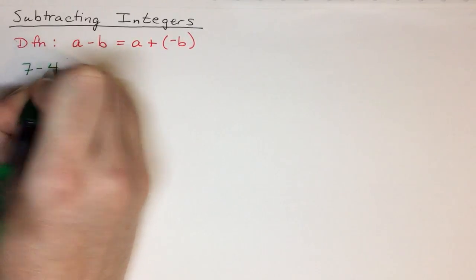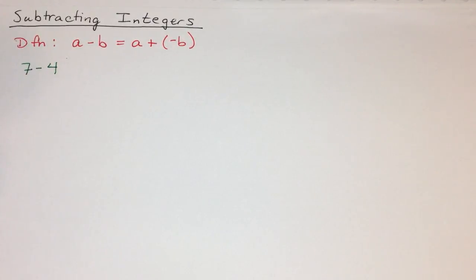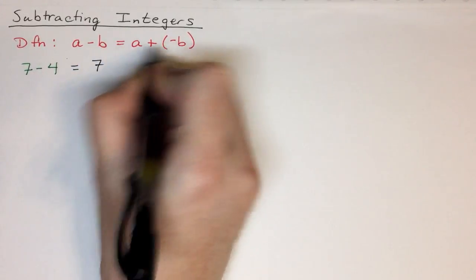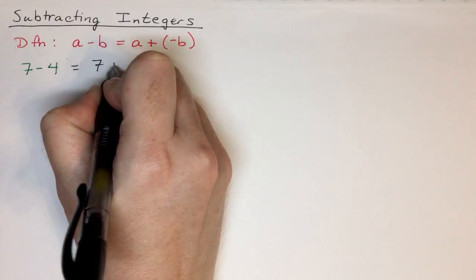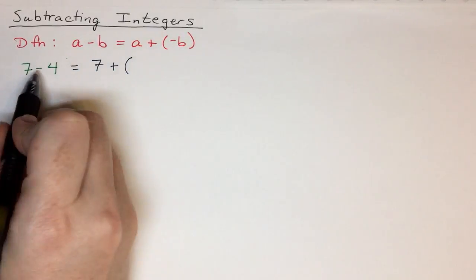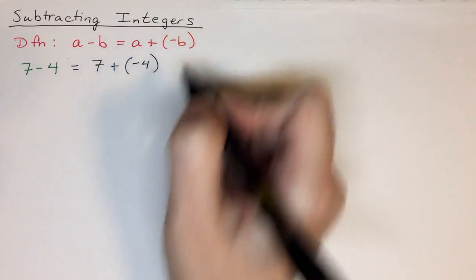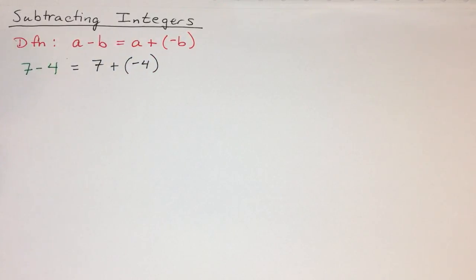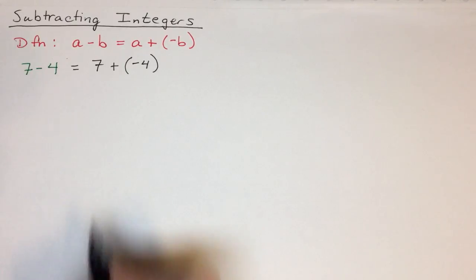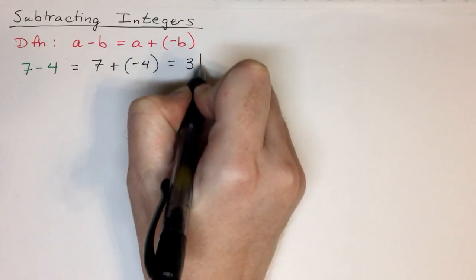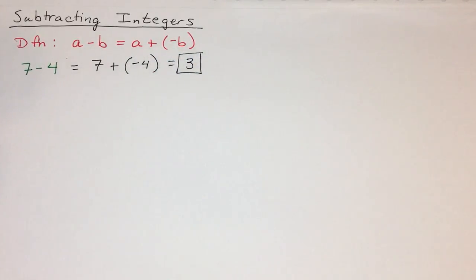So if I have 7 minus 4, I can rewrite that using the definition. First number stays the same, then addition of the opposite. I was subtracting 4, so the opposite of 4 is negative 4. 7 plus negative 4. Remember, my suggestion with addition was to think money. I have $7, I owe $4, so I have $3.